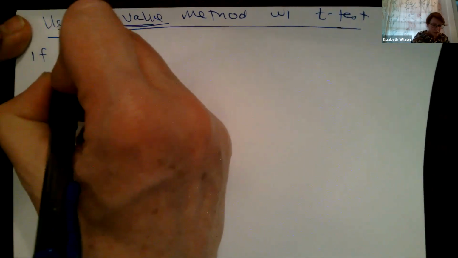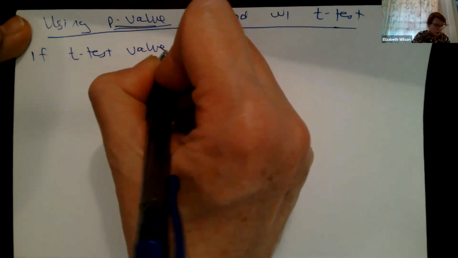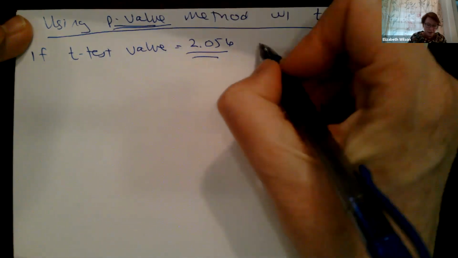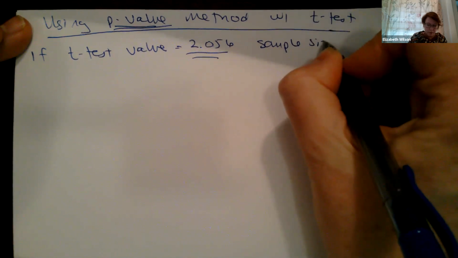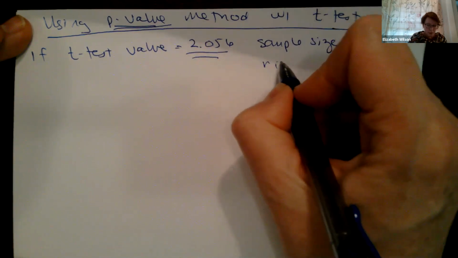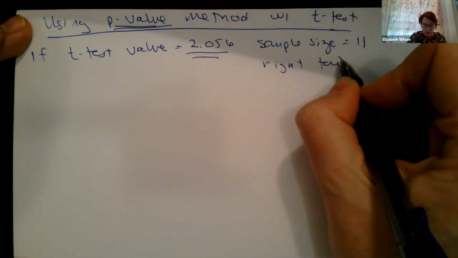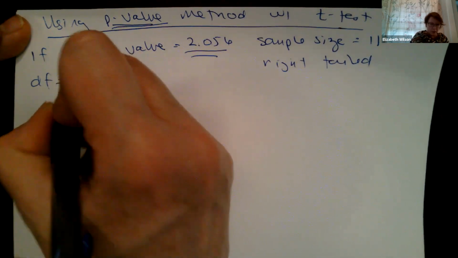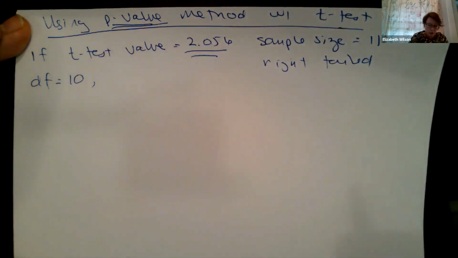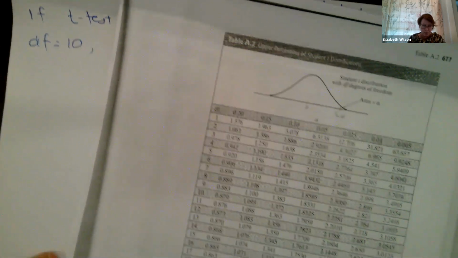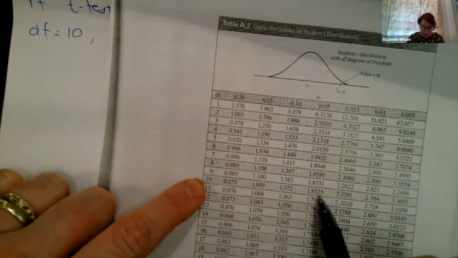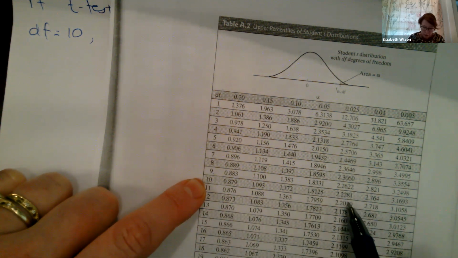So now we'll say if our t-test value, for example, is equal to 2.056, and let's say my sample size is equal to 11, and this is going to be right-tailed. I'm just giving you examples of what this will look like. That means my degree of freedom is n minus 1, so it's going to equal 10. So when I look up my t-value, my degree of freedom equals 10, and I have to look along here for the t-value. My t-value is 2.056.